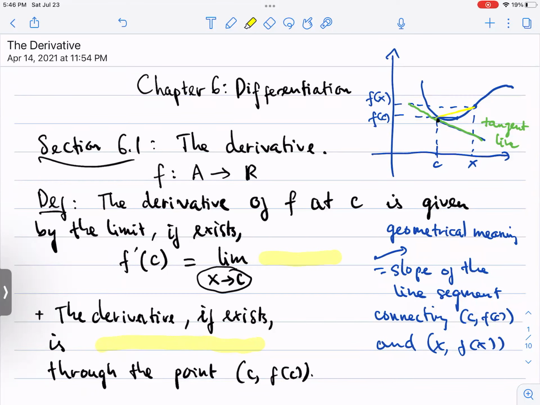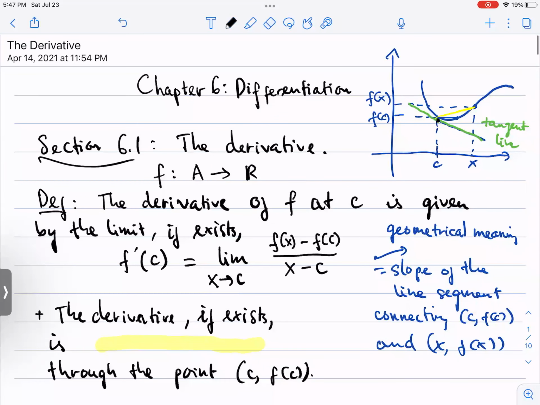Here, throughout this section, we let f denote a function from some subset A to the set of all real numbers. The derivative of the function f at c is given by the limit, if it exists, of the following expression. So f prime of c is equal to the limit when x approaches c of the expression f of x minus f of c divided by x minus c.